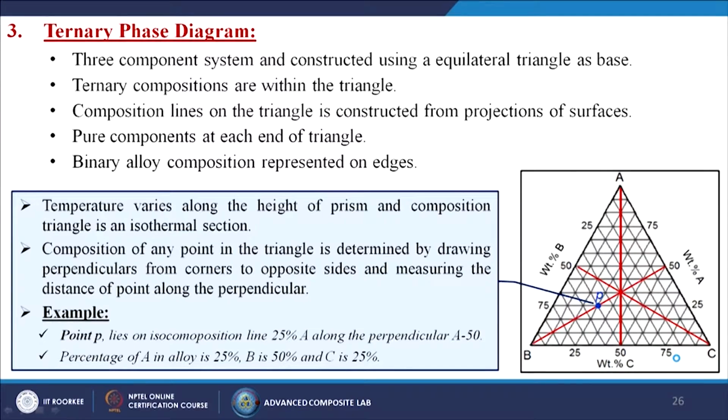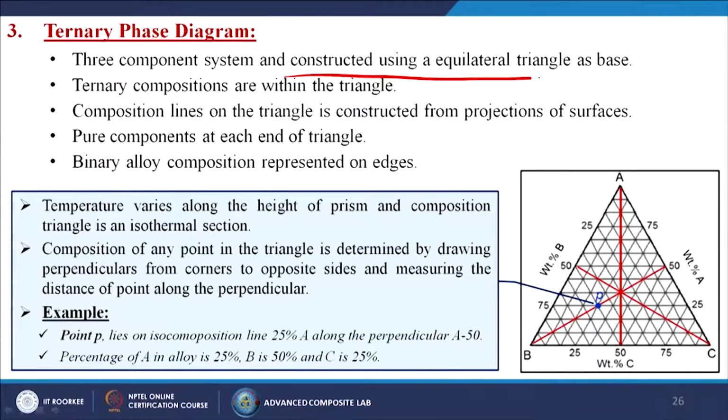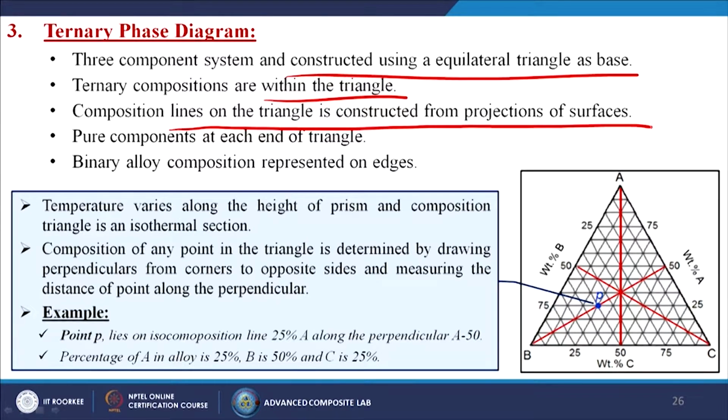Now, we are going to discuss the last one, that is called the ternary phase diagram. So, this is basically for the 3 component system, constructed using an equilateral triangle as a base. So, ternary compositions are within the triangle. Composition lines on the triangle are constructed from projections of surfaces. Pure components at each end of the triangle. Binary alloy compositions represented on edges.